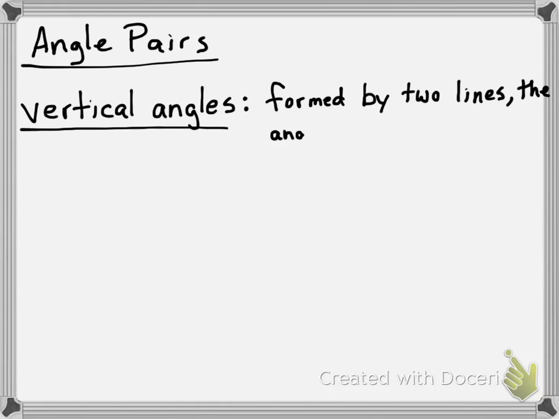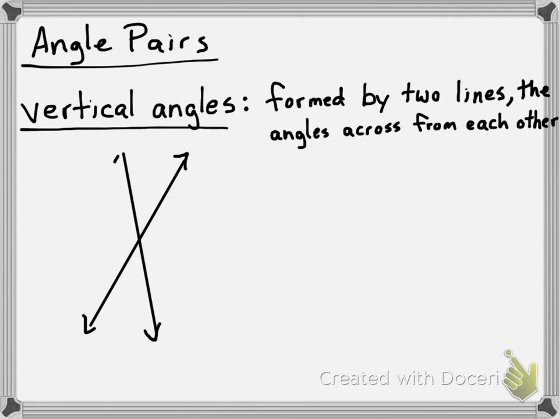Okay, and vertical angles are formed by two lines, and they are the angles that are across from each other when those two lines cross. Okay, so we have two lines crossing, and notice that it forms four angles. So I call them angle 1, 2, 3, and 4. So the vertical angles are the ones across from each other. Okay, 1 and 4 are not across from each other. They're not vertical. Okay, 1 and 2, not vertical.